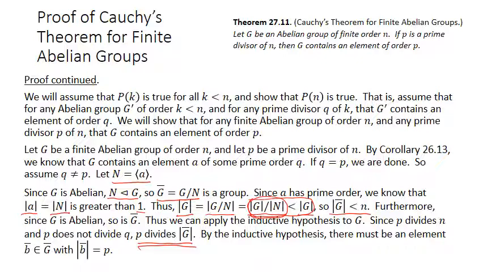So by the inductive hypothesis, there must be an element B bar in G bar with the order of B bar equal to P. And remember, the inductive hypothesis is basically assuming that Cauchy's theorem is true for any group whose order is smaller than n, and the order of group G bar is smaller than n. So we're applying that. I hope this is still making sense to you guys. I feel like it's already kind of difficult even for me. Okay, so let's go to the next slide.